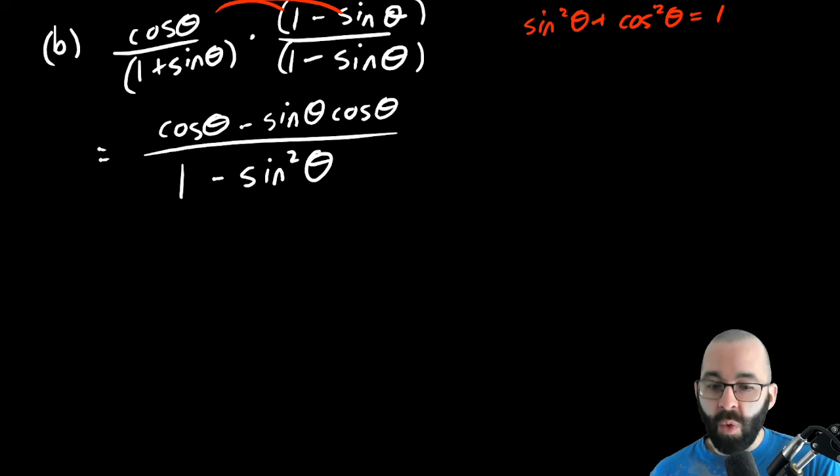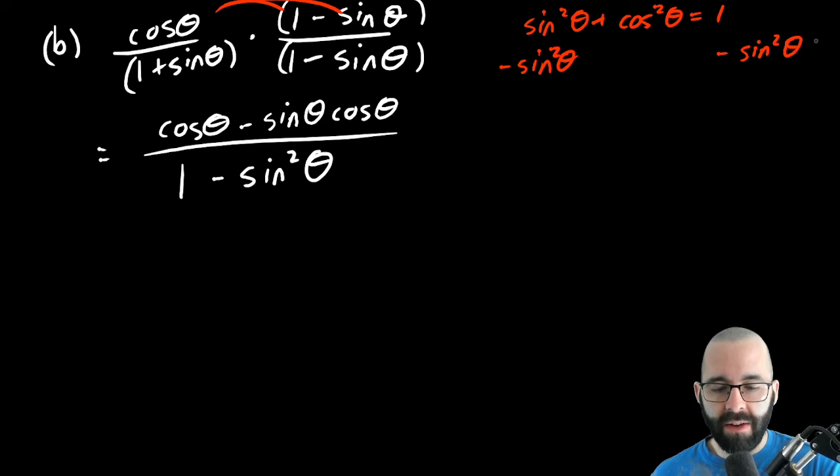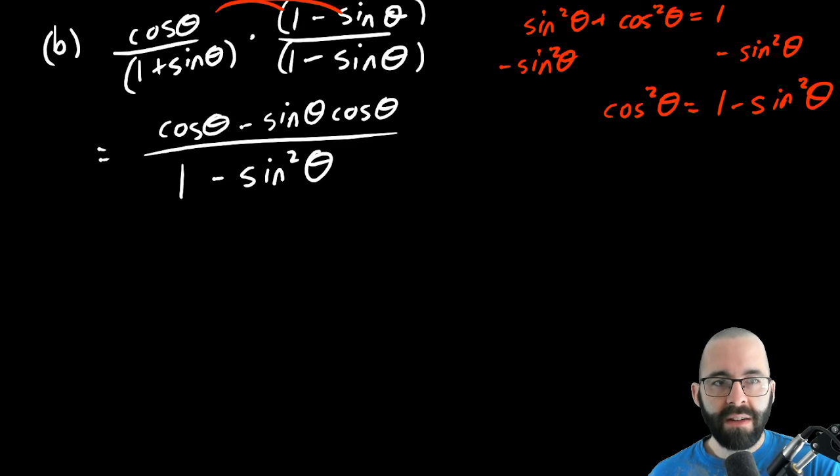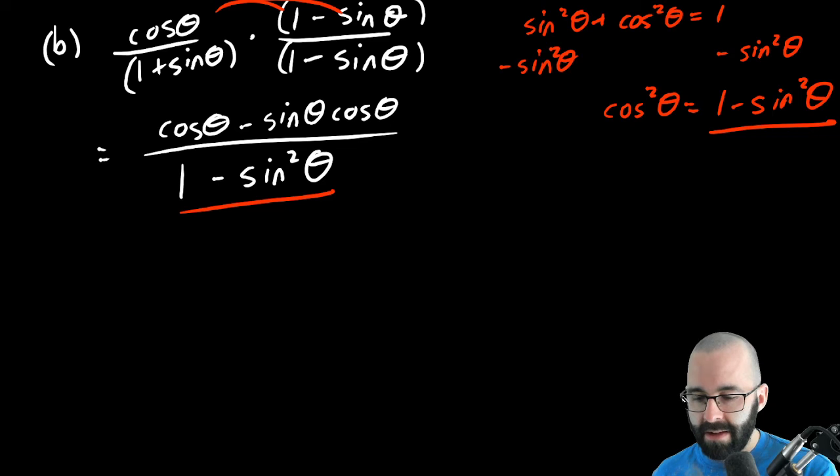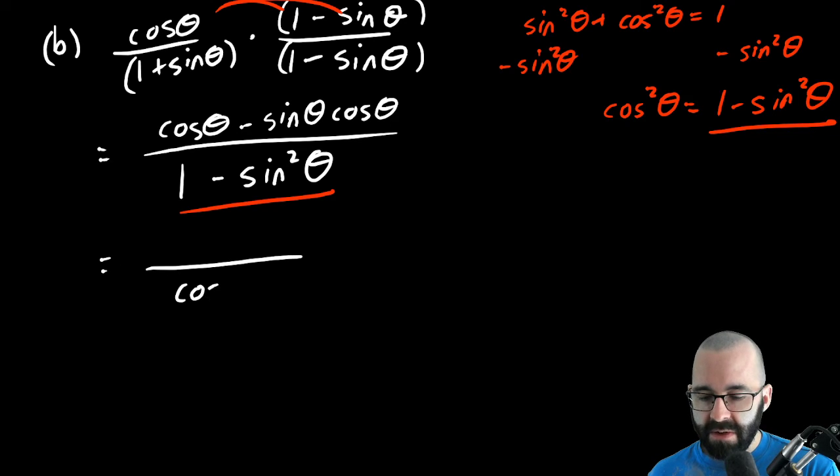And one way of doing this, you can move this around if you want. What if we subtract sine squared of theta from both sides? Then we get that cosine squared of theta is 1 minus sine squared of theta. There's a bunch of different ways that we can rearrange the Pythagorean identity. Because now this red is the same as this red. And our denominator is now just cosine squared of theta.